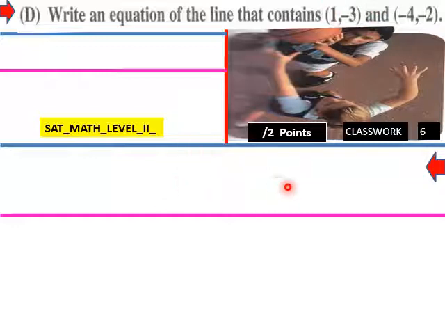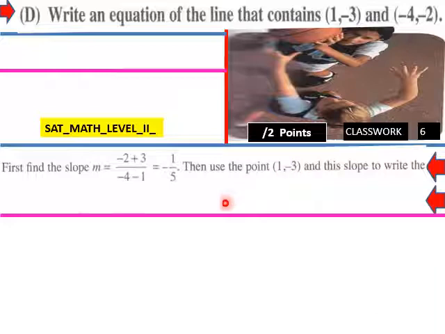Then use the point (1, -3) and this slope, so we got our slope, and then we have a point. To write the point-slope equation here: y plus 3 equals -1 over 5, multiplied by x minus 1. So we've gotten that far.